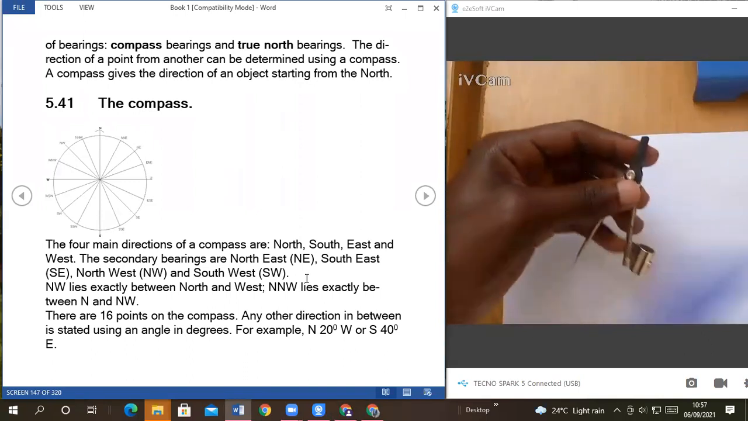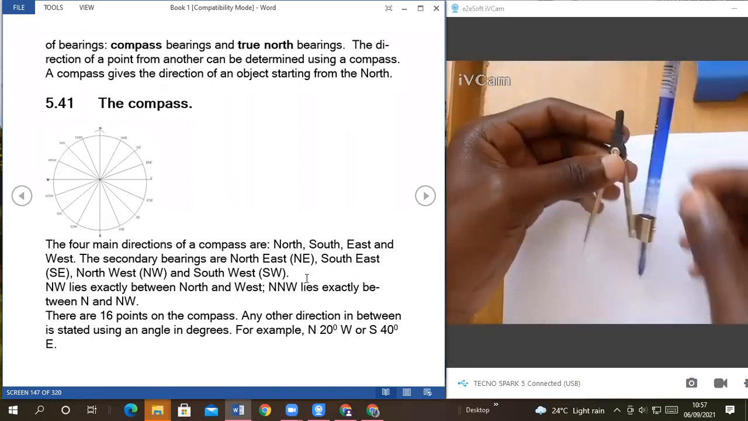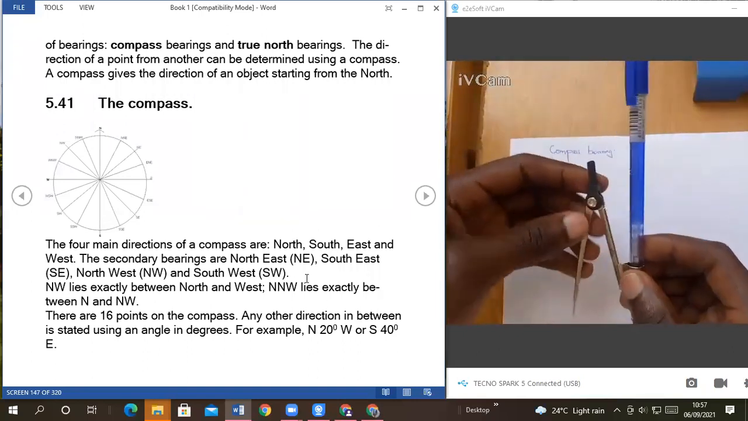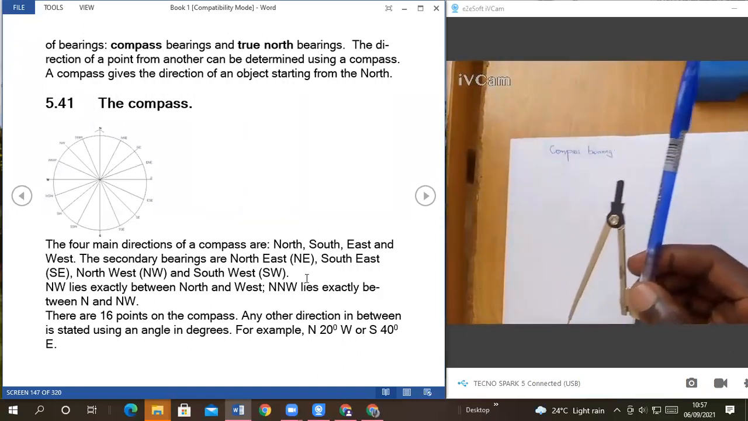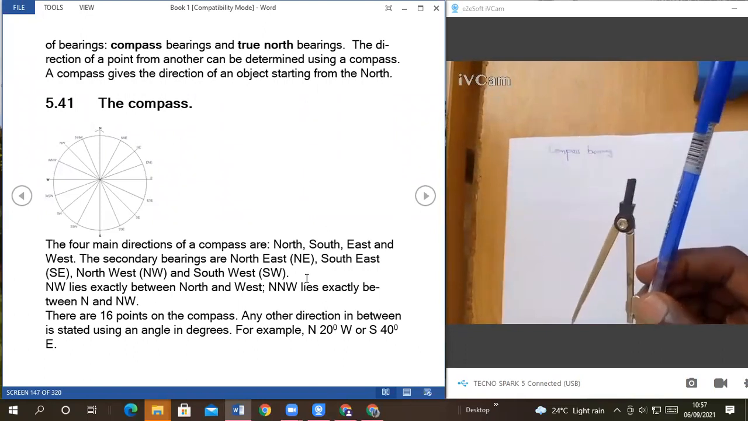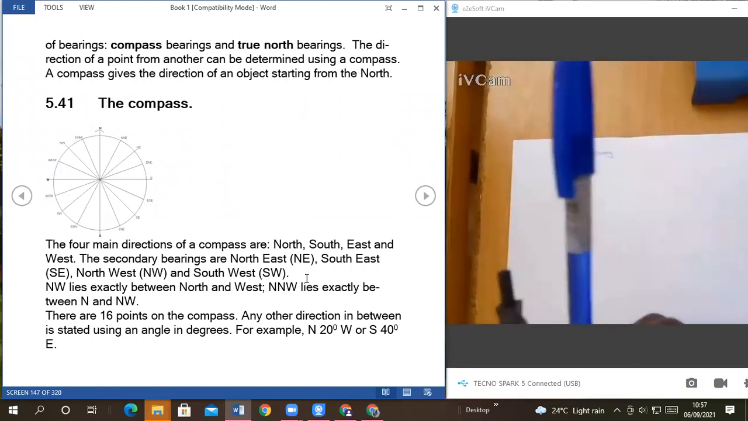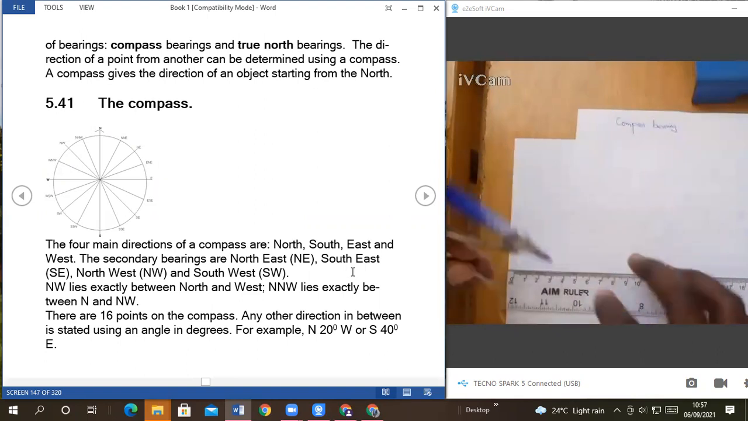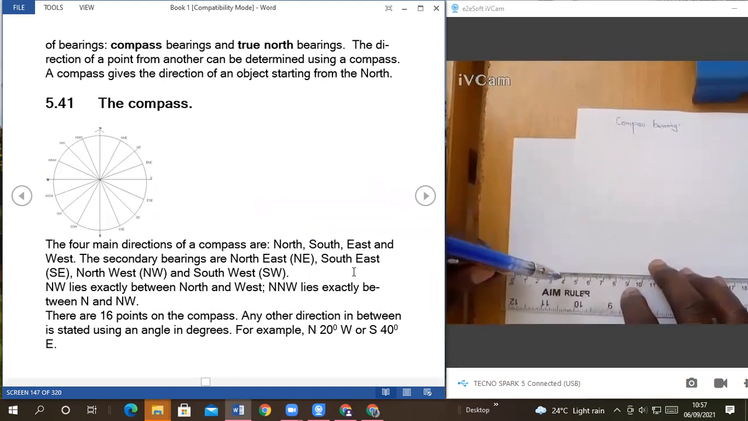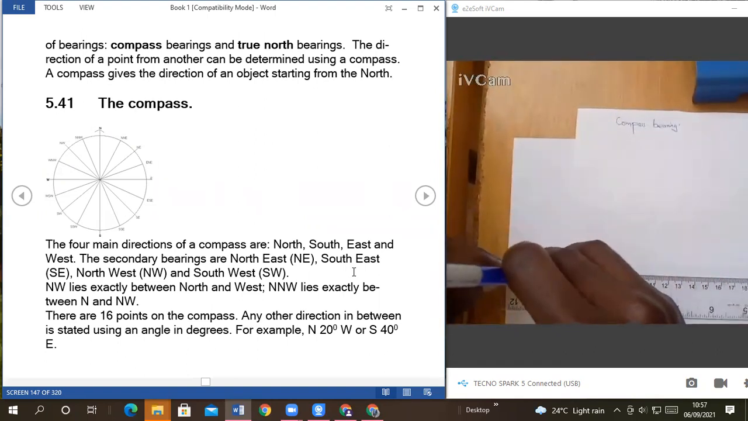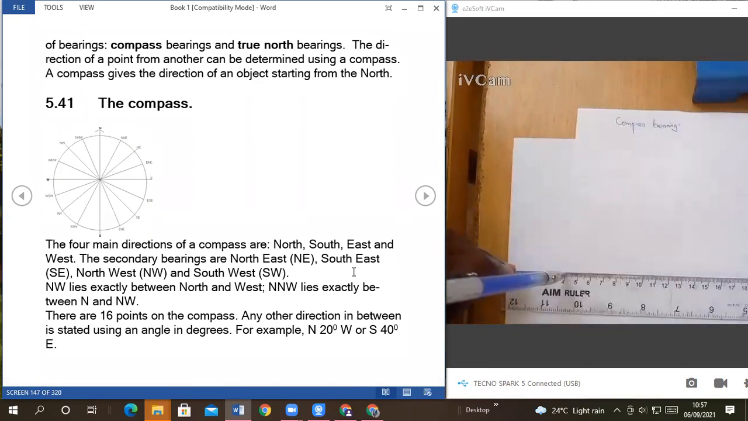For me, I'm going to use this. I'll fix mine. Then adjust it to any radius of your choice. Adjust it to any length. So can we measure 4 centimeters? I'm going to measure 4 centimeters. Mine is 4 there. Are you seeing that? Have you seen that?